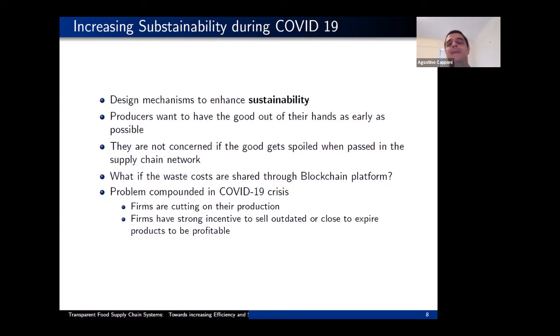This is essentially designing a mechanism that ensures a cost is not sustained by just one entity, like we have seen in the previous table, where all the costs are passed by the retailers to the supplier, but basically sharing the cost in some way and providing incentives so that everybody is willing to take a part of those costs. This problem is very important, especially in light of the COVID-19 crisis, because we are seeing firms cutting down on their production substantially, and because they are cutting down on production, they want to sell goods which are outdated or close to expiry as soon as possible because they want to be profitable. And of course, they don't have a lot of workforce because they are cutting down on the workforce.